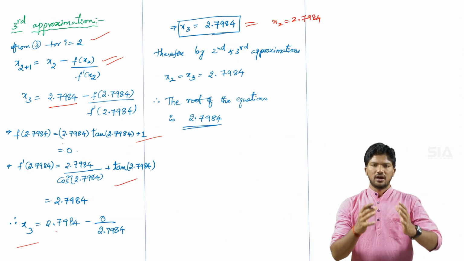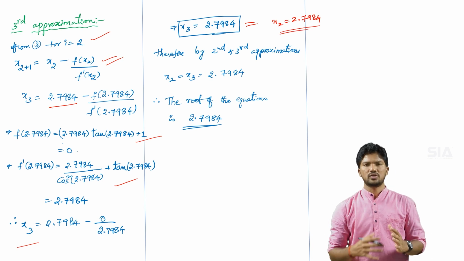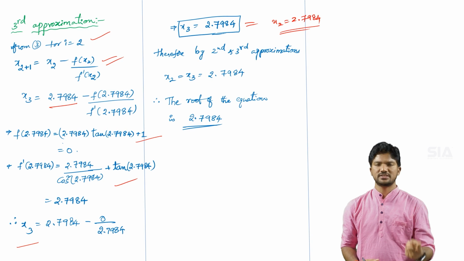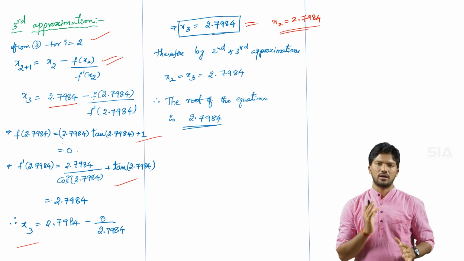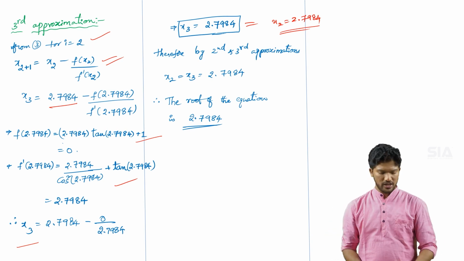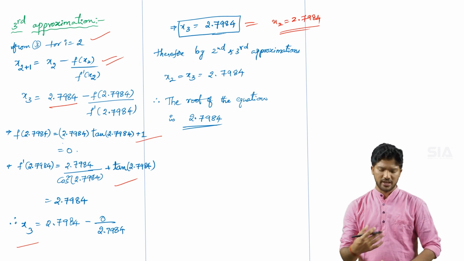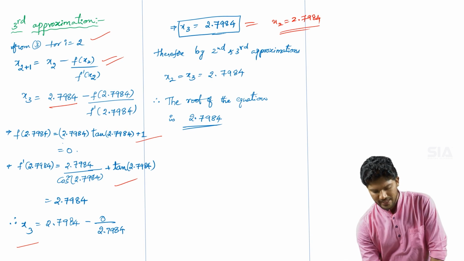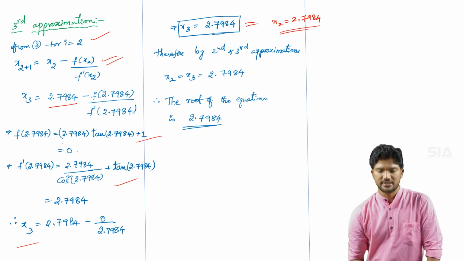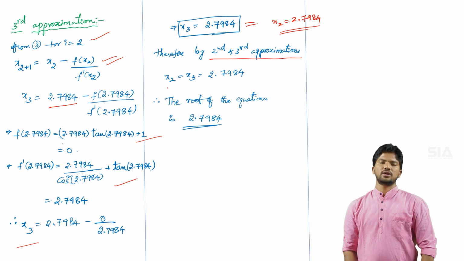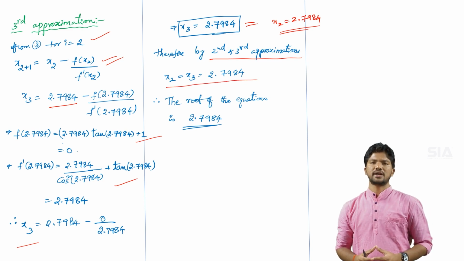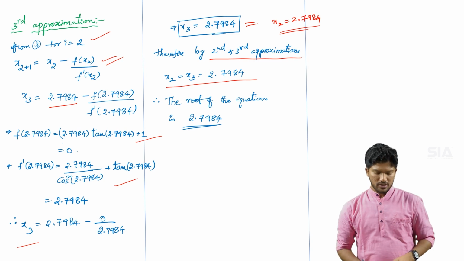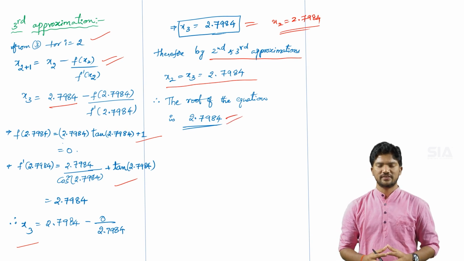So while solving these approximations, you have to realize that whenever you get two consecutive approximation values the same, then you have to stop the approximation process. Okay, no need to go further. If you do the fourth approximation, again you will get 2.7984 only. So therefore by the second and third approximations, x2 and x3 are equal to 2.7984. Therefore, the root of the equation is 2.7984. So, with the help of the Newton Raphson method, we conclude that the solution of this equation is 2.7984.